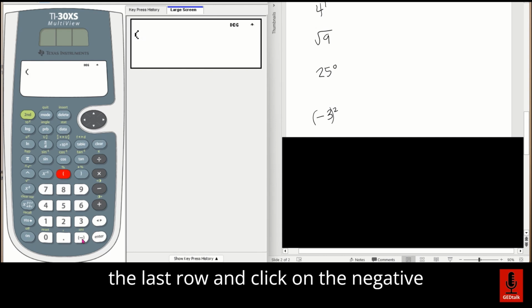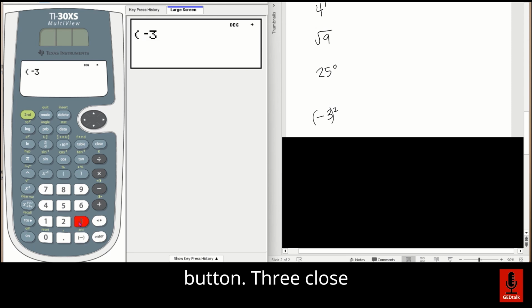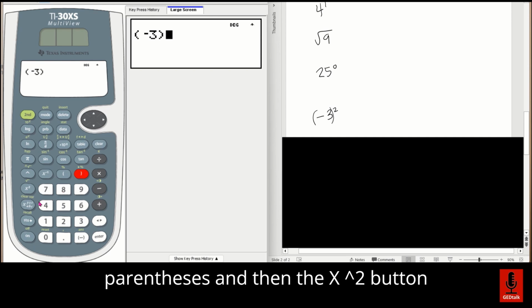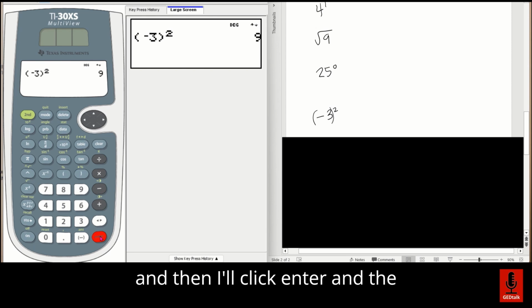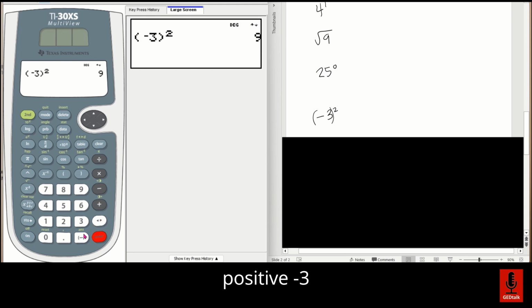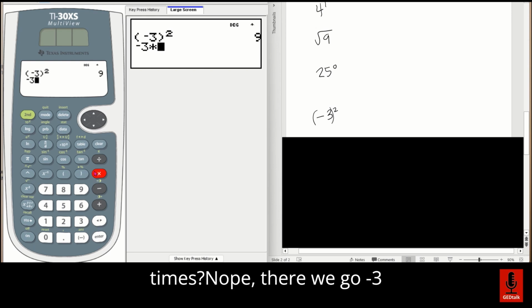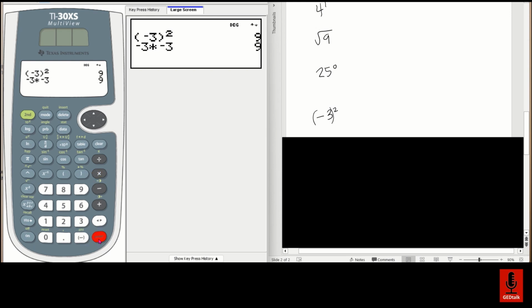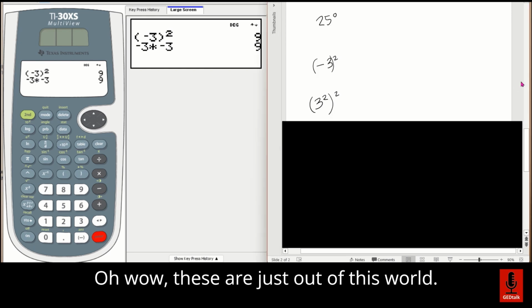parentheses, come down to the last row and click on the negative button, 3, close parentheses, and then the x squared button. And then I'll click enter and the answer is 9 because we know that two negatives make a positive. -3 times, do we get the times? Nope, there we go. -3, enter is 9. Oh, wow. These are just out of this world.